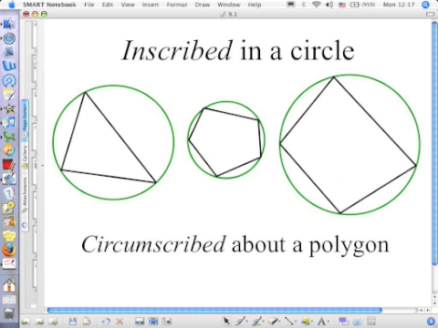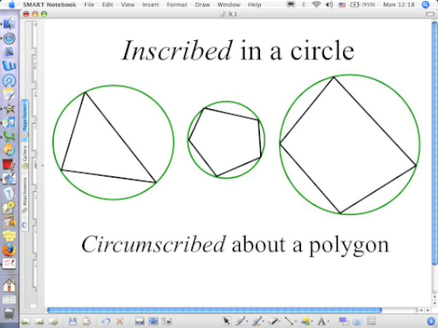Now these pictures, if you look at them, they're polygons that are inside of circles. And there are two ways that they can be described. If you name the polygon first, it's inside the circle, so you say that it is inscribed in the circle. The first picture is a triangle inscribed in a circle. The second picture is a pentagon inscribed in a circle. It's inside. The last one is a quadrilateral inscribed in a circle.